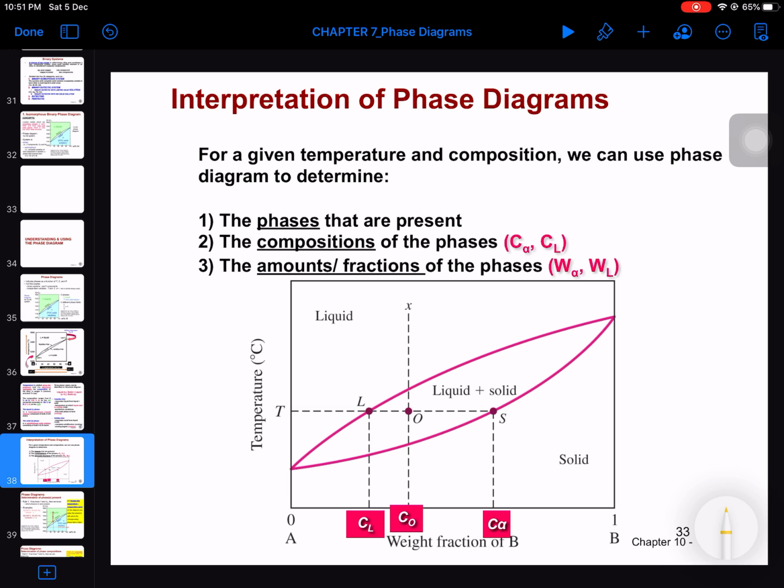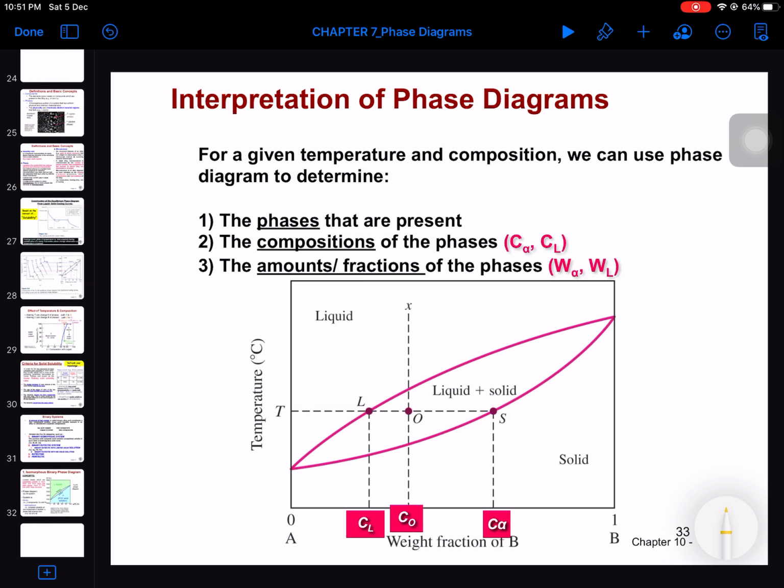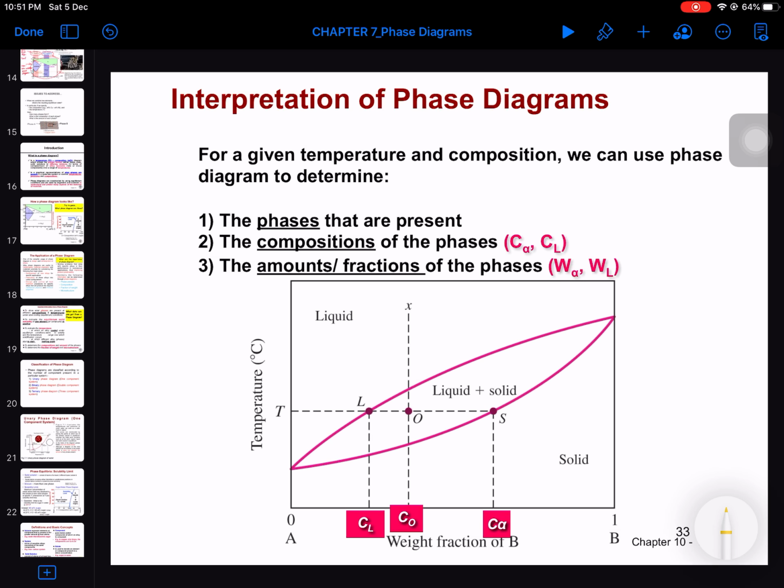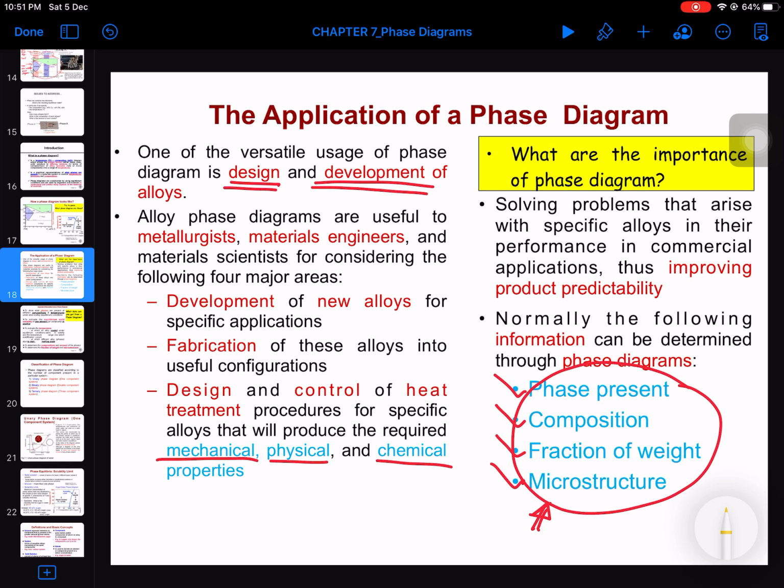Let's go straight away to the interpretation of phase diagram. During the earlier slides, I already mentioned the four important pieces of information that we can gather from a phase diagram. Let's just go back to the slides: the phases present, the composition, the fraction, and the microstructure.